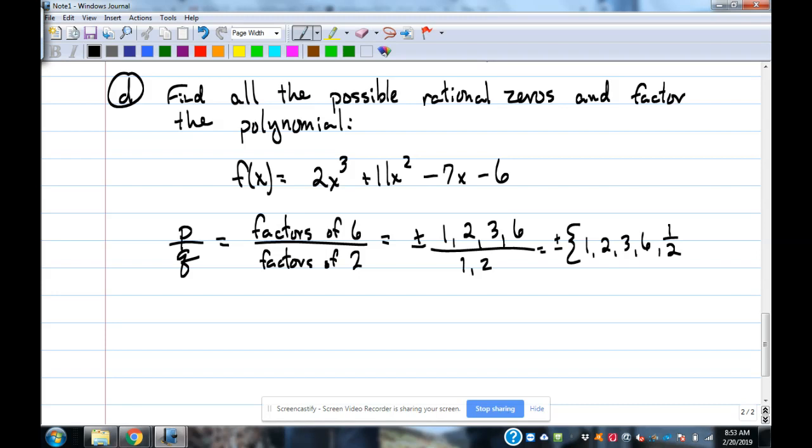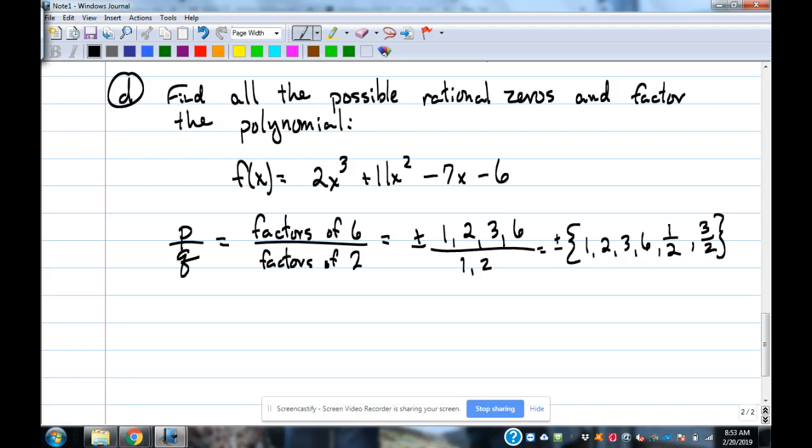2 divided by 2 is 1. I've already got 1 written, so I don't write it again. 3 divided by 2, 3 over 2. I don't have that one written yet, so I'll write it down. 6 divided by 2, 3. I've already got it, so I don't write it again. And so these are the possible rational zeros.